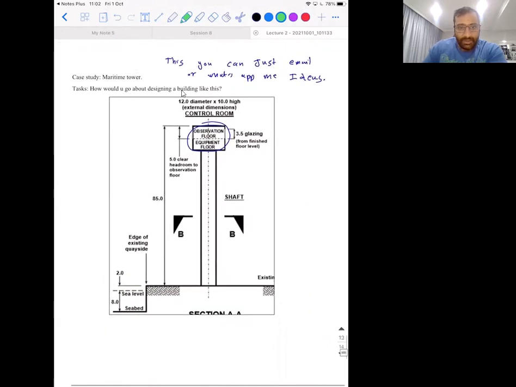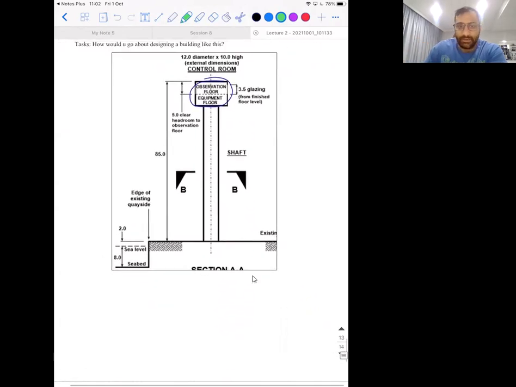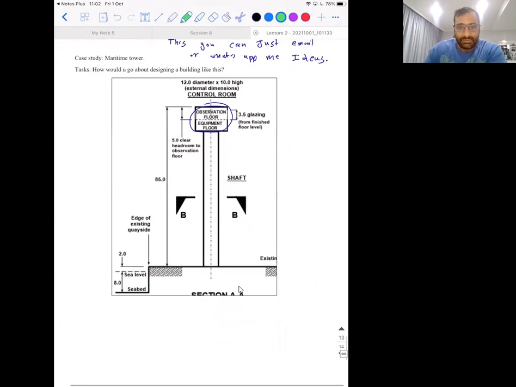Now, case study: how would you go about designing this building? I'm just throwing you a curveball here, just play with it. It's basically a maritime tower. We had this project for a full year to design, and I could share a document with you if you want to see how I tackled the problem at least. A couple of friends had different ideas, and we all got good grades from this. So I'm really happy about that design.